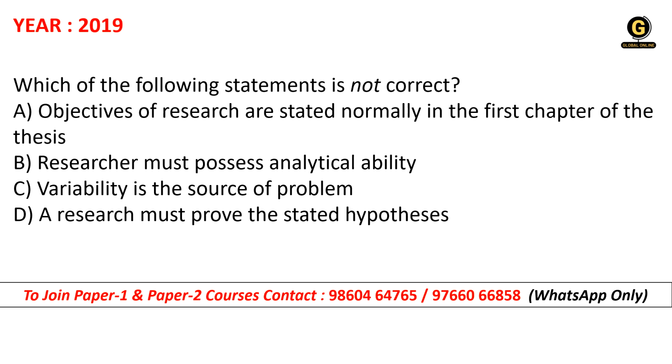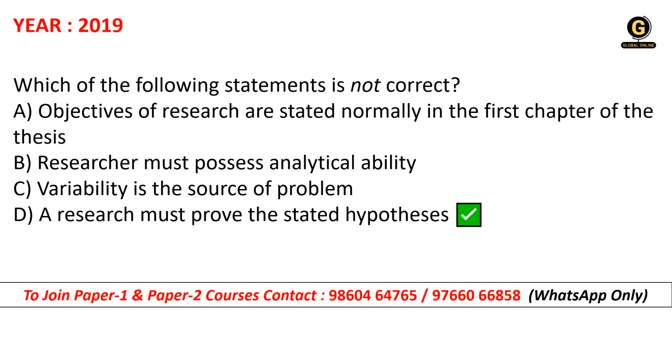Which of the following statements is not correct? A. Objectives of research are stated normally in the first chapter of the thesis. B. Researcher must possess analytical ability. C. Variability is the source of problem. And D. A research must prove the stated hypothesis. So the right answer is option D. A research must prove the stated hypothesis.